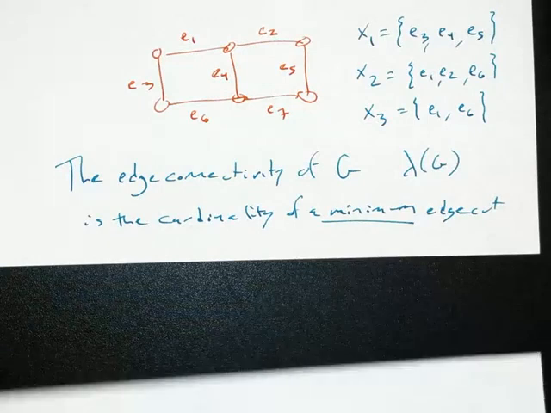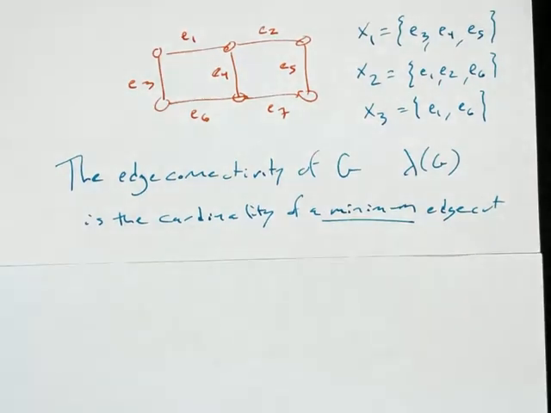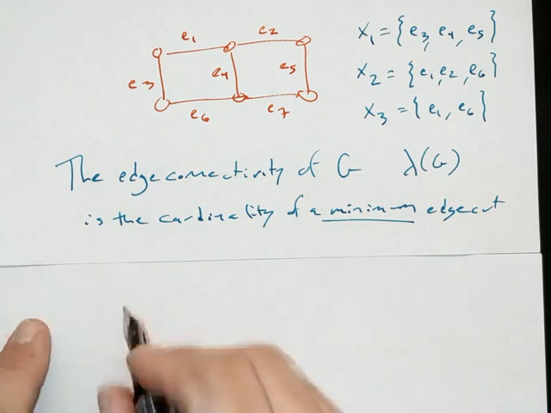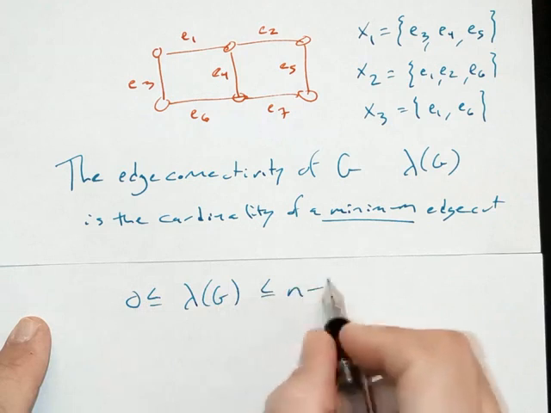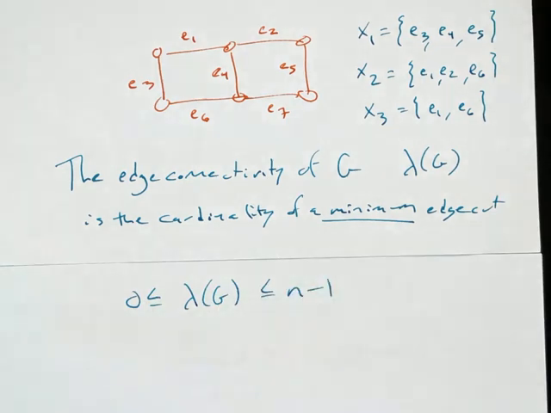The edge connectivity lambda is the minimum number you take away. And that's true. It could be zero if it is already disconnected. Must it be less than or equal to n?